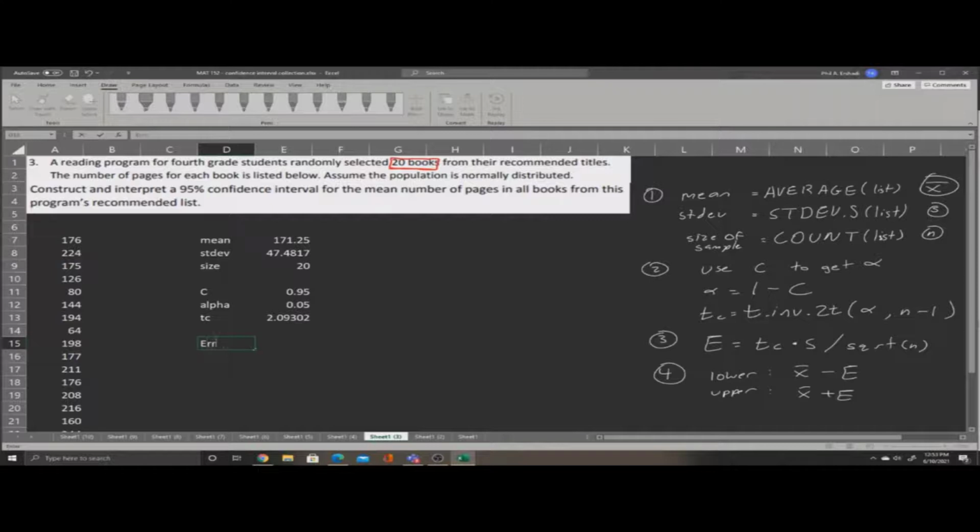Based on this, we can get error, and then the lower and the upper. Our formula for error in step 3 is T critical. Click on that, multiply by the standard deviation, S, divide by square root of the size, n. This gives us our error. We can say the lower bound is the mean minus the error. And the upper bound is the mean plus the error. And so we have our lower and upper.